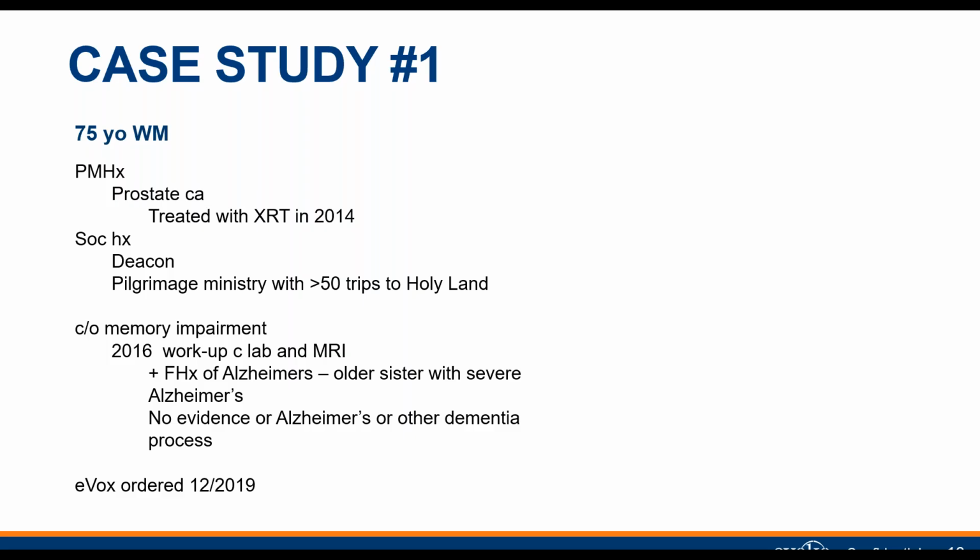The first one is a 75-year-old white male, very nice gentleman, past medical history really is only significant for prostate cancer, treated with radiation. He's very active in the church, and he leads a pilgrimage ministry that he's been to the Holy Land about 50 times over the last 25 years. About 4 years ago, he started complaining that his memory and cognition was a problem.